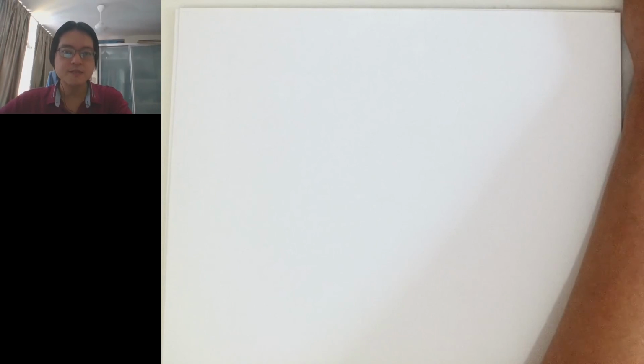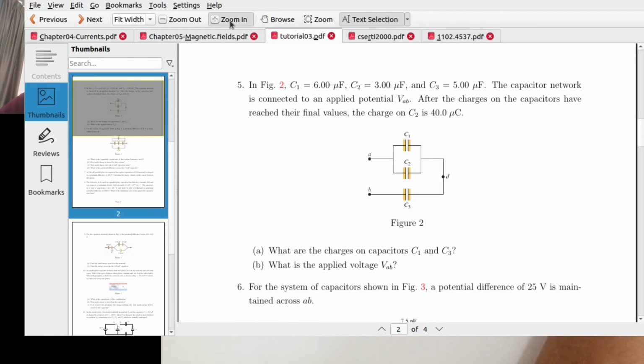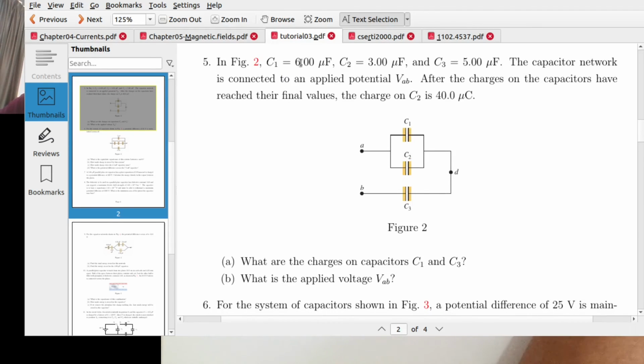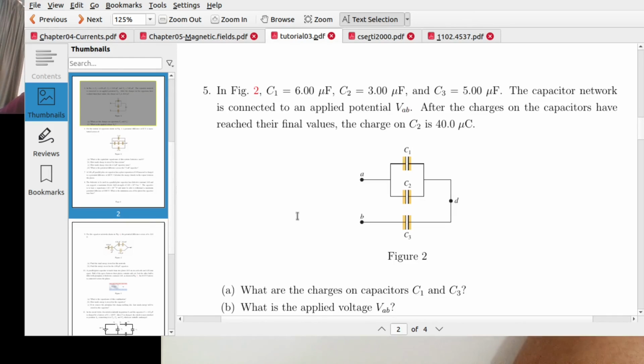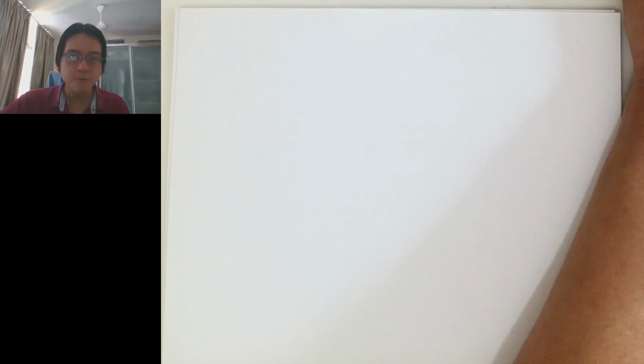So what does question 5 say? In this picture, I have a network of capacitors: 6 microfarad, 3 microfarad, and 5 microfarad, connected to a potential difference. After the charges reach their final values, the final charge on C2 is 40 microcoulombs. Find the remaining charges on the other capacitors, and also find the voltage. So firstly, let us solve the capacitor network system. This is question 5.